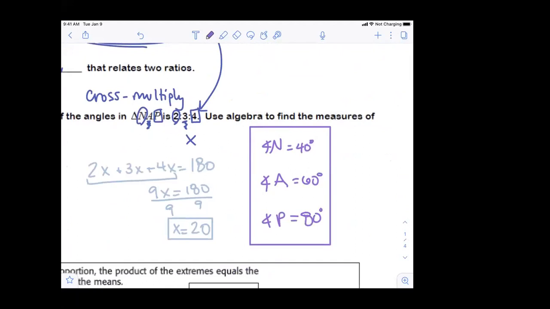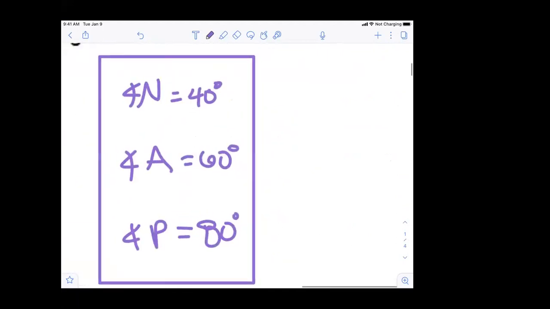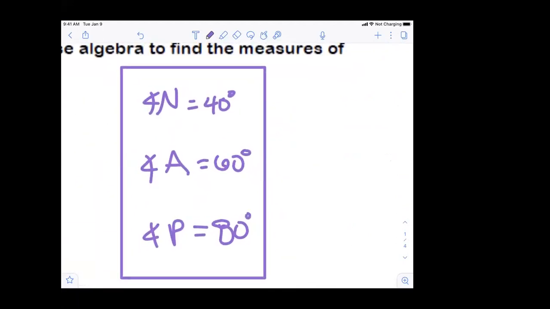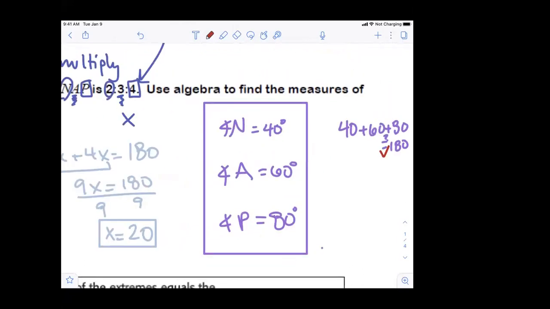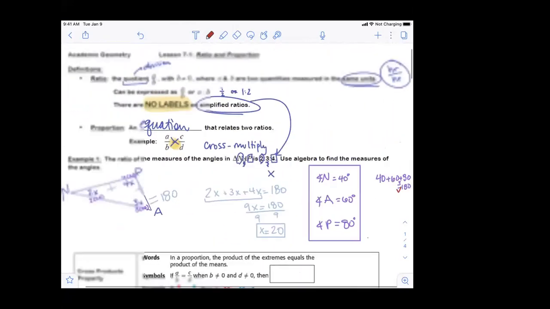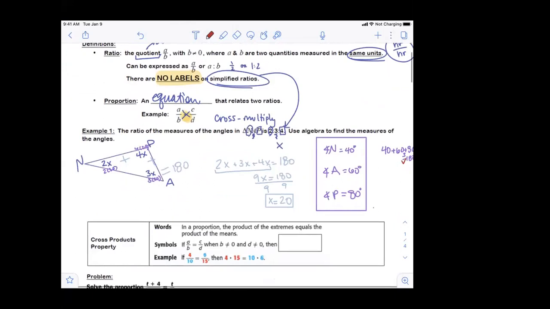Now, if you're wondering how do I know if I'm right, we can check our work here. We can't always check our work, but we can here, so I like to do that if I can. We want to see if 40 plus 60 plus 80 equals 180. I'm writing that down with a question mark. Well, 40 plus 60 is 100, and 100 plus 80 is 180. So yeah, that works. Check mark. All good. Okay, any questions on that?